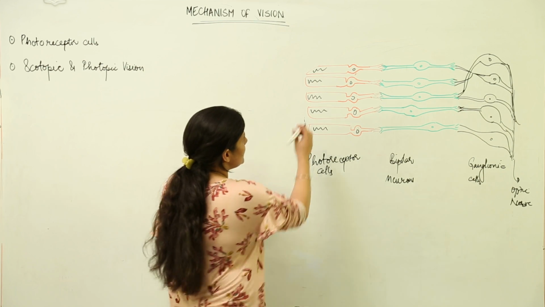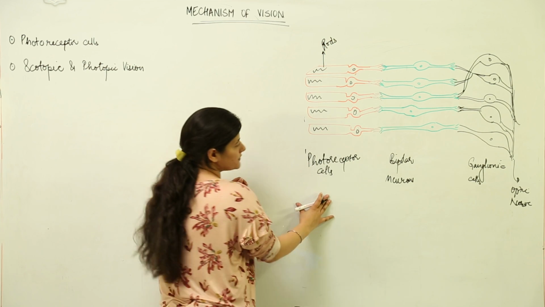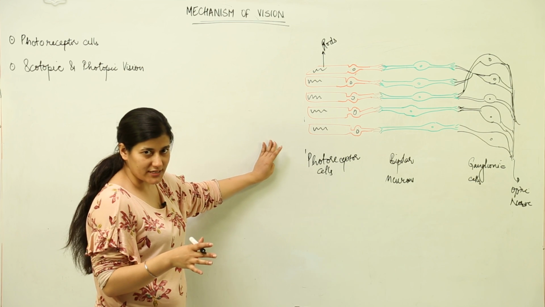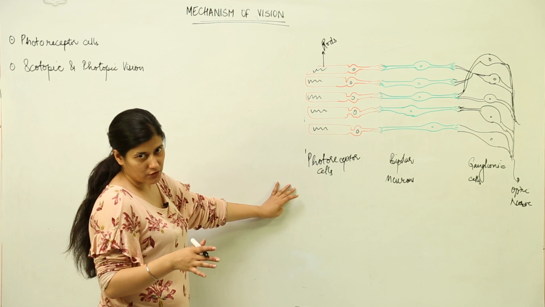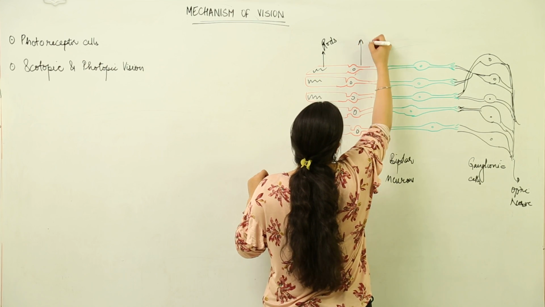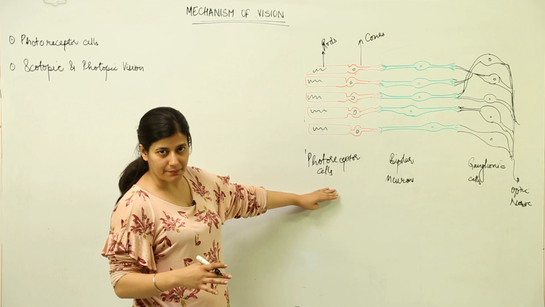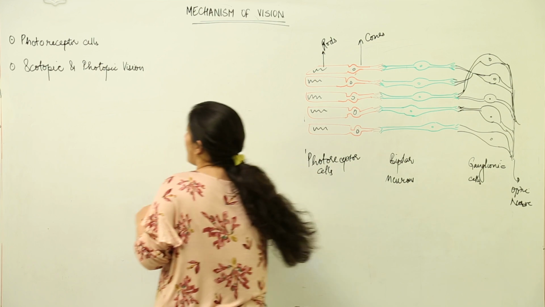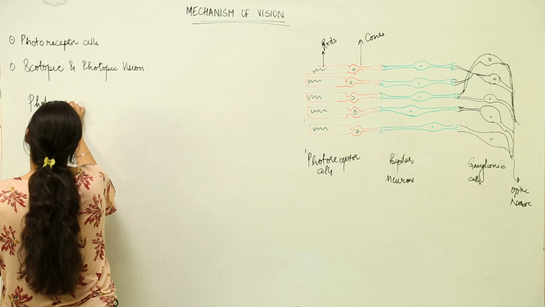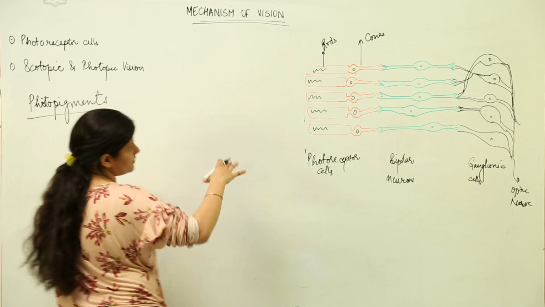So let us see. These are the rods. Photoreceptor cells are present in the retina. The first layer is of photoreceptor cells. There are two types of photoreceptors. One is rods and the other is cones. These rods and cones are the photoreceptor cells which have photopigments in them. Different types of photopigments would be present in these photoreceptor cells.